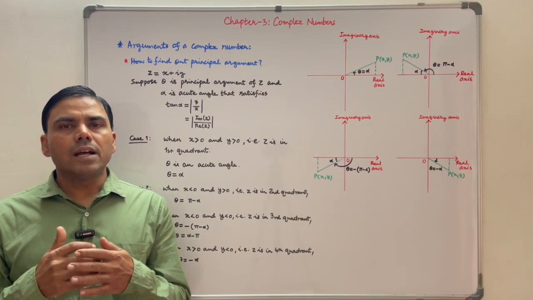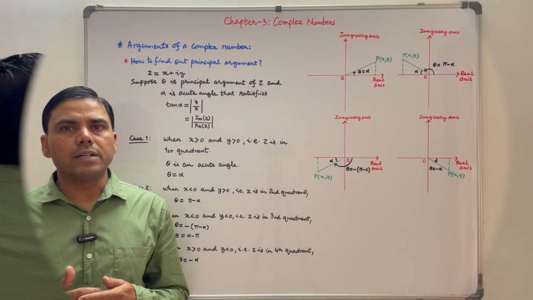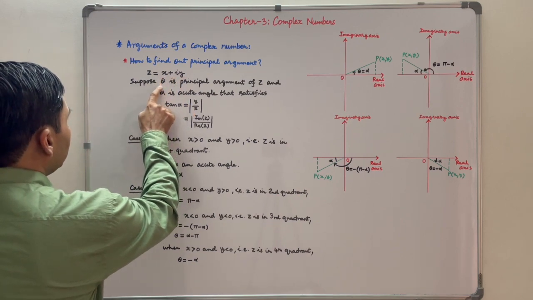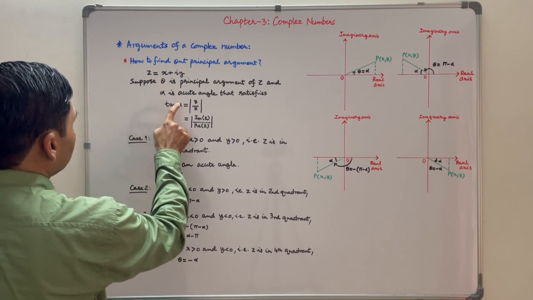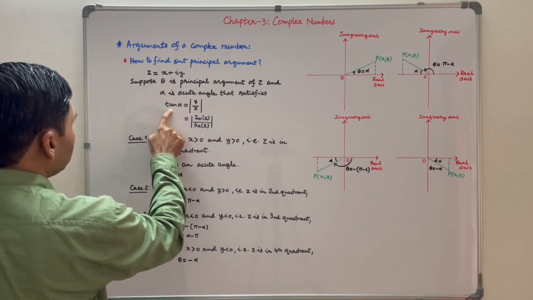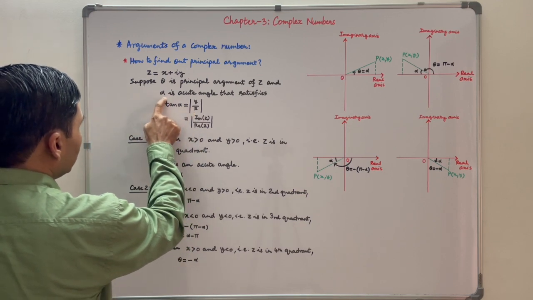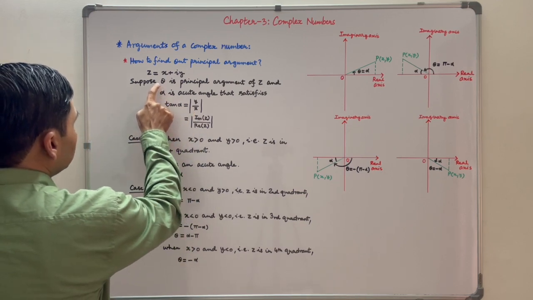Now let us understand how to calculate principal argument. Suppose z is equal to x plus iy. We have to calculate principal argument theta. So first we have to calculate alpha such that tan alpha is equal to mod y by x. Alpha is an acute angle. Then we will calculate theta.